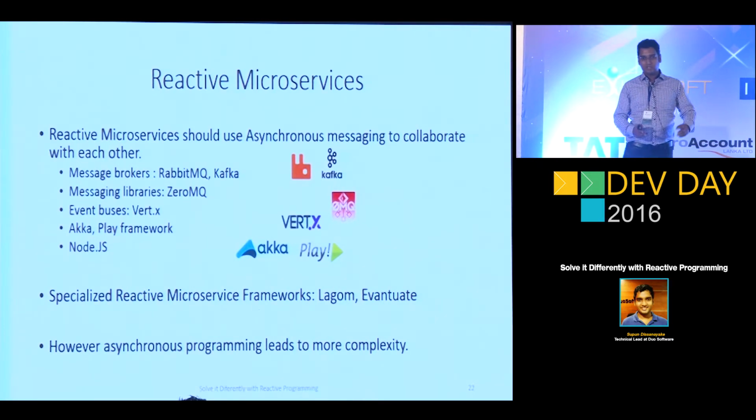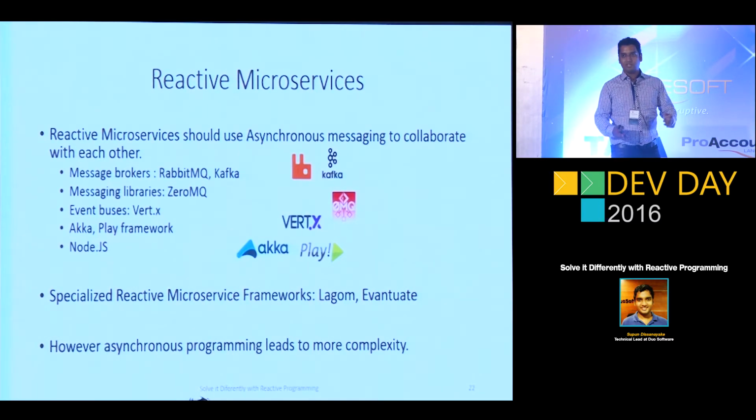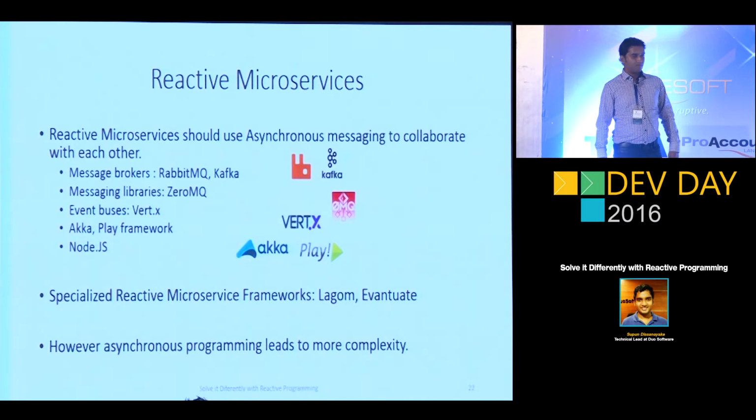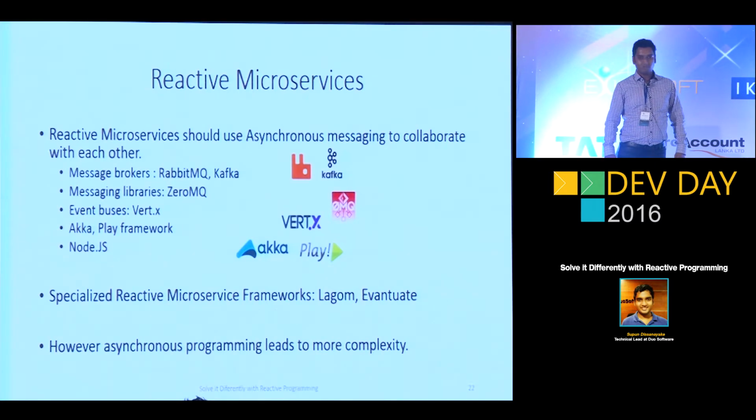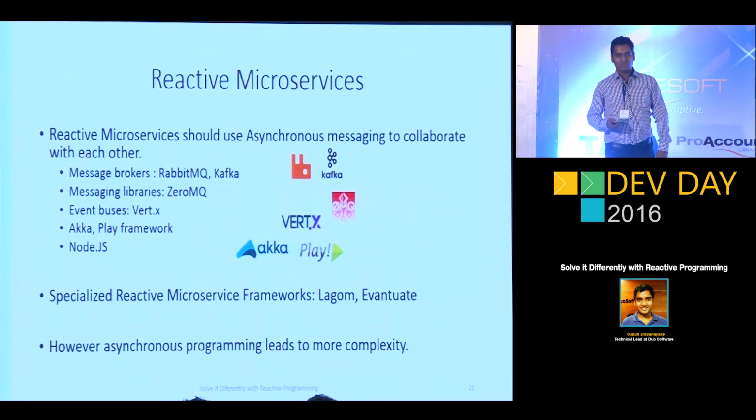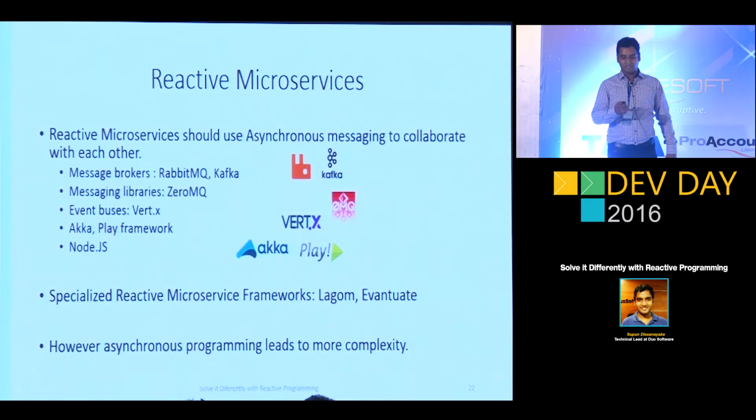We can also use event-based communication between components by using something like Vert.x, which is an event bus, and we can use actor-based libraries like Akka and the Play framework, and we can also use Node.js for asynchronous programming. There are also specialized microservice architectures like Lagom and Eventuate that utilize patterns called CQRS and event sourcing. Even though we can do many things with asynchronous programming, and we can achieve the objectives of the Reactive Manifesto, it still leads to more complexity.